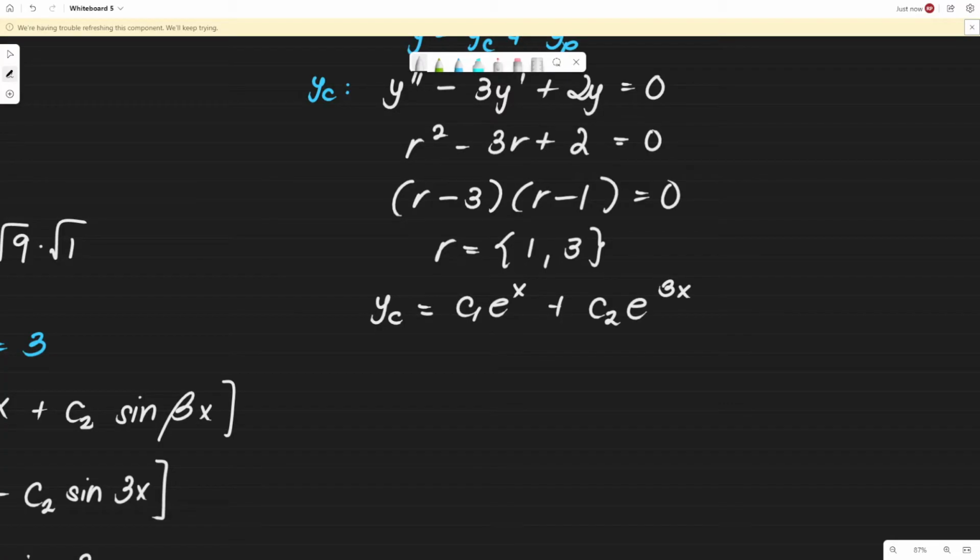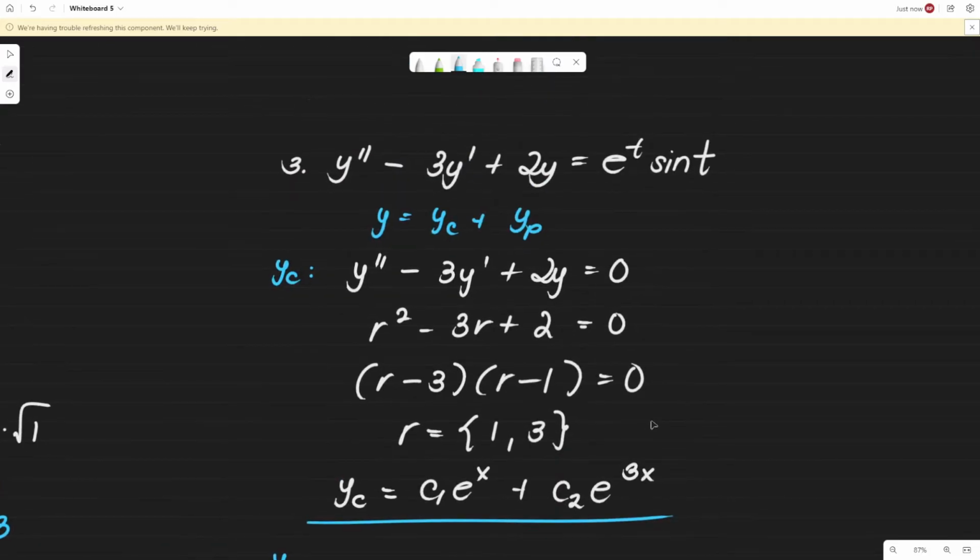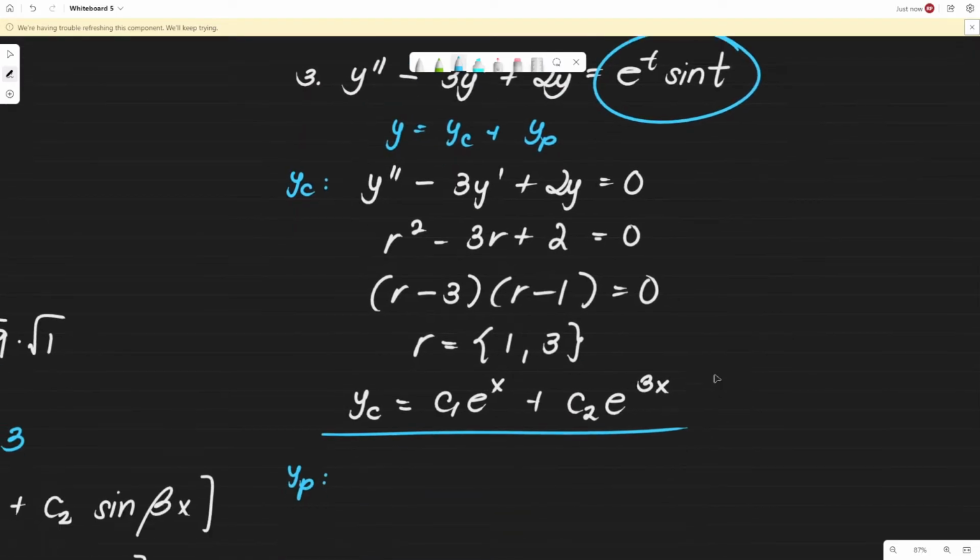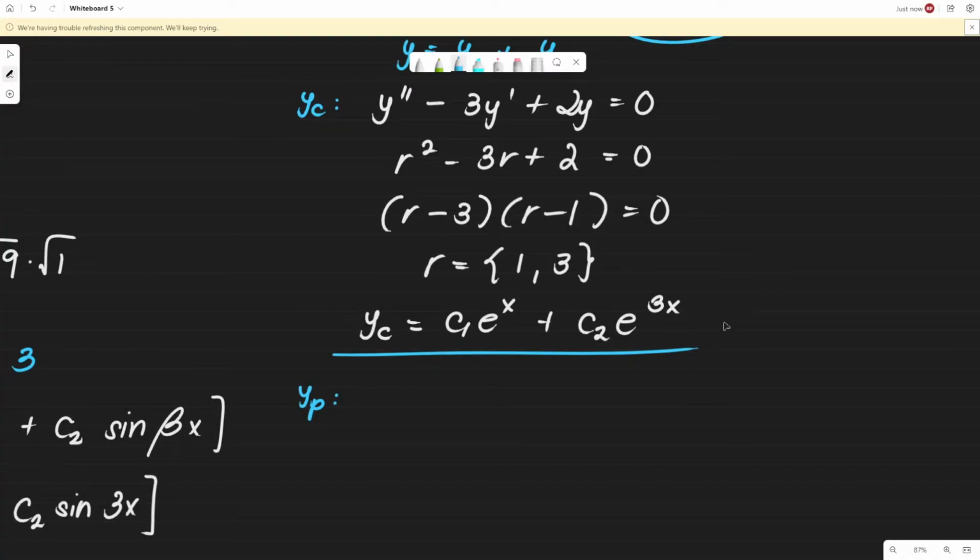I'll just substitute the values of r. So, we have our value of yc. No, yp na lang yung kukunin natin. So, for yp, since our left side is exponential and trigonometric, we can separate this one. Remember, e raised to t or e raised to bt, when we get its yp, that is a e raised to bt, meaning the bt there is the exponent of the original function.